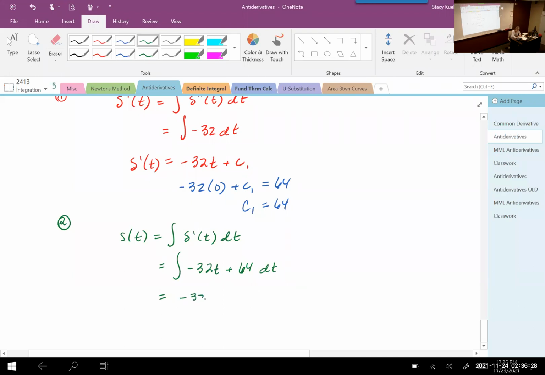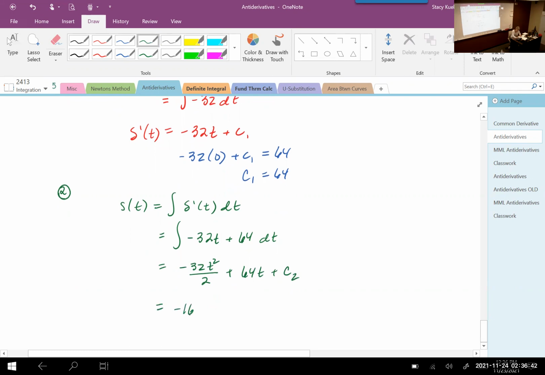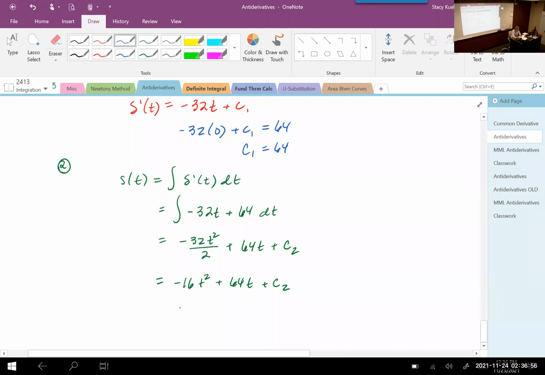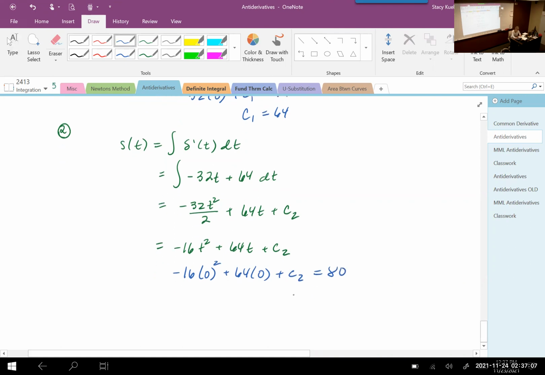Okay, so it would be negative 32t squared over 2. I'm just going to write that for now. And what's the integral of 64? 64t plus c, I'll call it c2. So this was negative 16t squared plus 64t plus c2. But we know from above that the initial position was 64 times 0 plus 2 is equal to 80. So C2 is equal to 80.